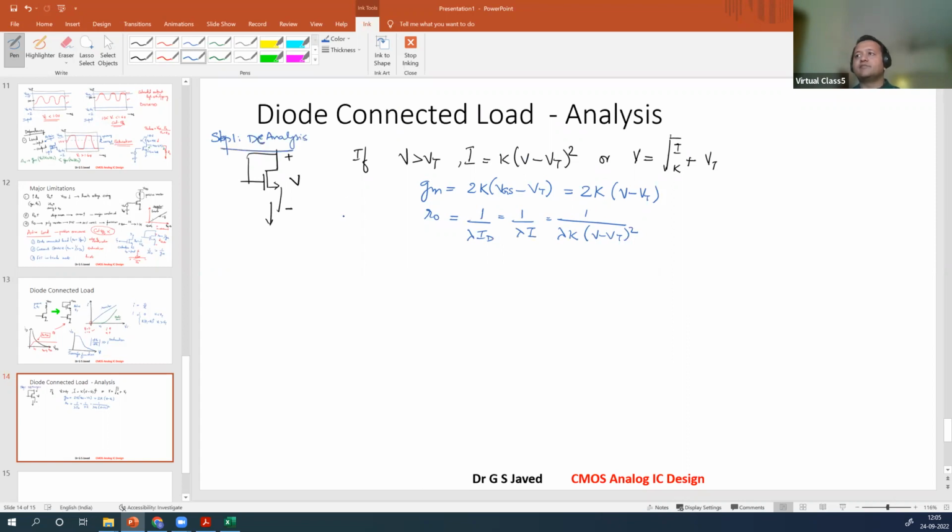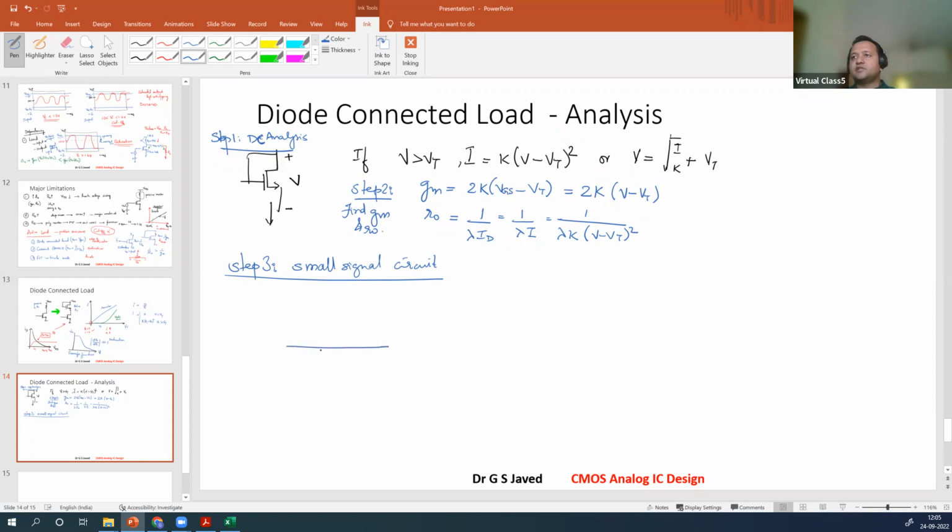DC analysis. Step 2, find Gm and R naught. Step 3, draw the small signal circuit. What is a small signal circuit here? How does it look like? Very simple, right? Same. Gate, drain, source, T model.